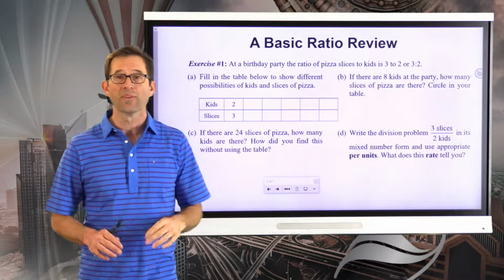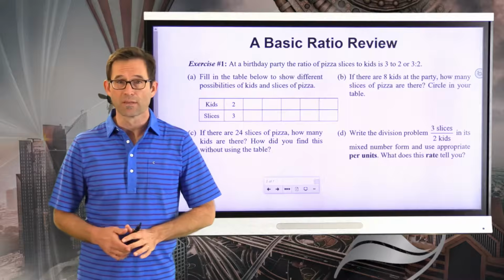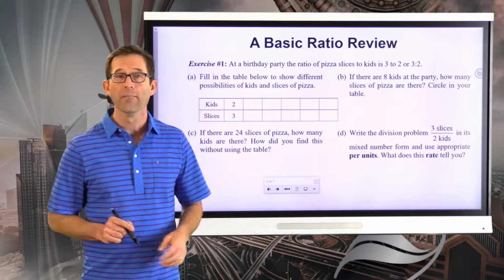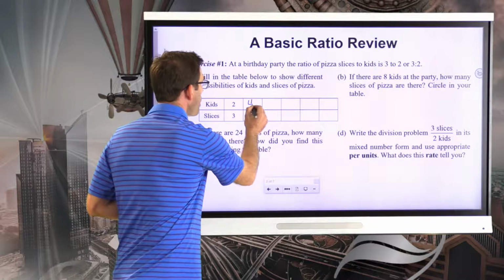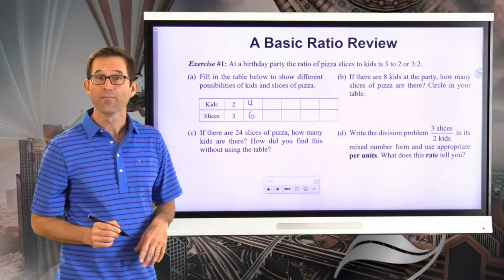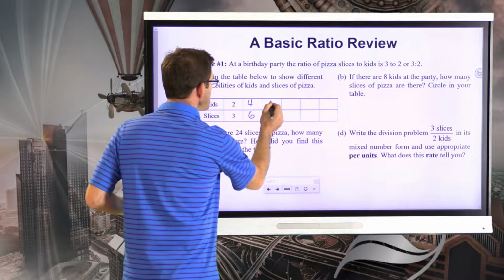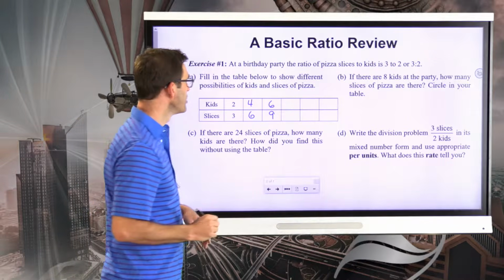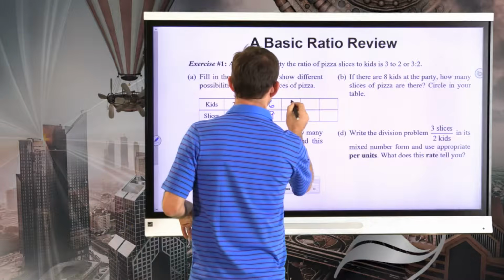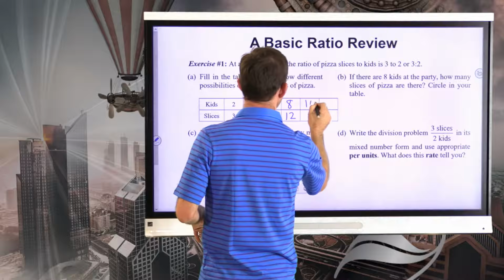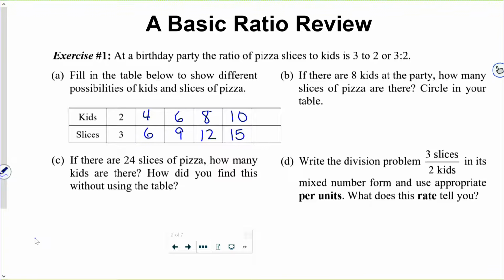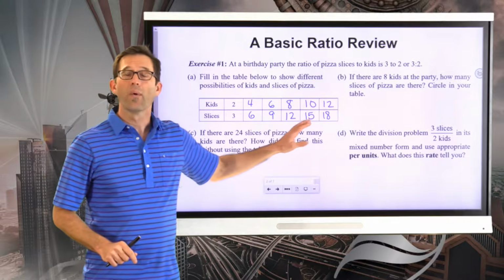Now that doesn't mean at this party, I have 2 kids and 3 slices of pizza, right? That's the point in letter A. I could have 2 kids and 3 slices of pizza, or I could have 4 kids and 6 slices of pizza, right? Or I could have 6 kids and 9 slices of pizza, or I could have 8 kids and 12 slices of pizza, I could have 10 kids and 15 slices of pizza, and I could have 12 kids and 18 slices of pizza. Right? I could just kind of keep going on and on and on.